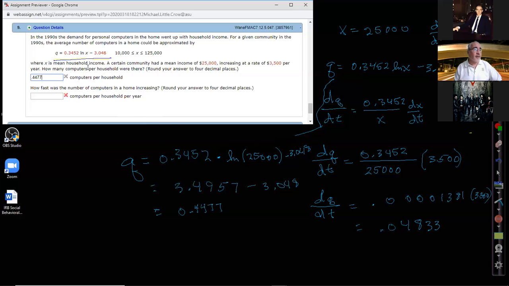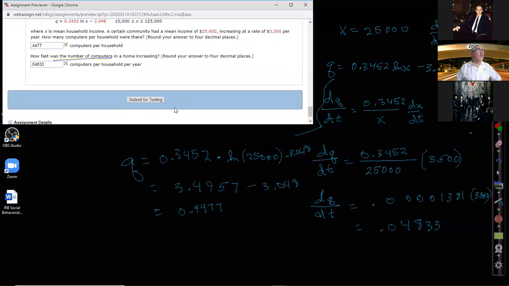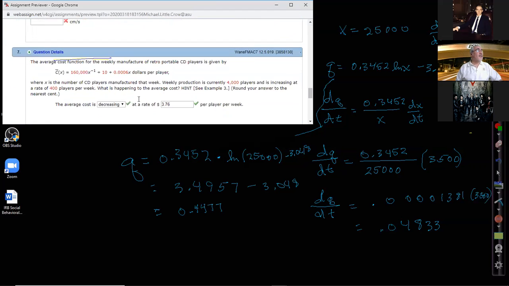Again, just taking the formula I get, plug in the 25,000, do the calculation. To get how they're changing, we take the implicit derivative. So we get a dx dt, which was 3,500. Okay, so that's looking good. We plug in the 25,000 here. I think we're okay. And so now we're increasing at 0.04833 computers per household. It's going to take a while before it makes much of an impact, but let's see if that all worked. I hope so.